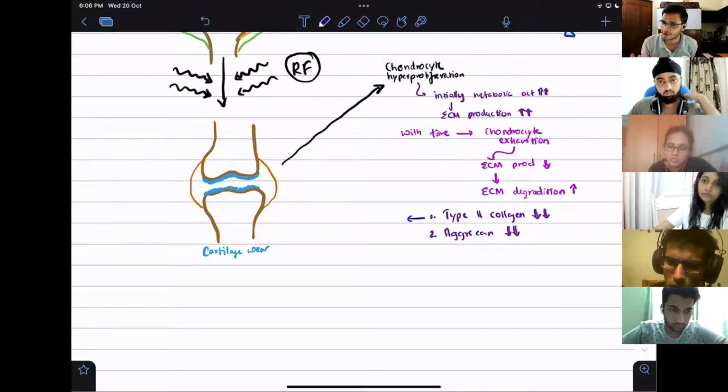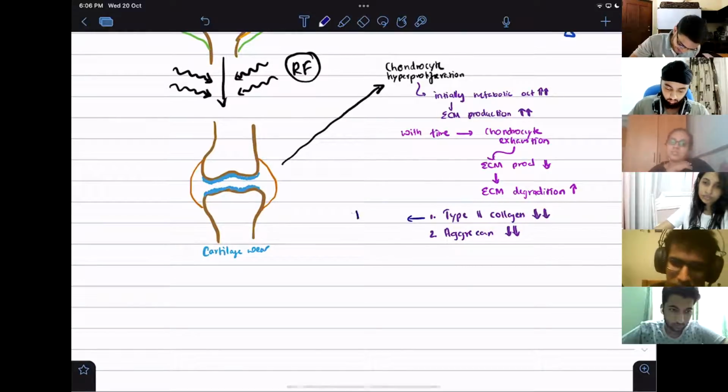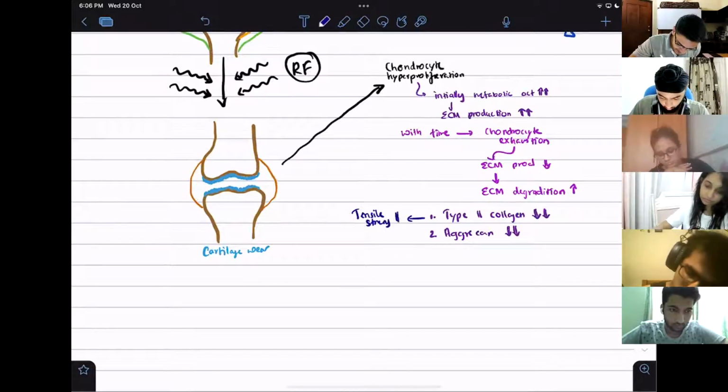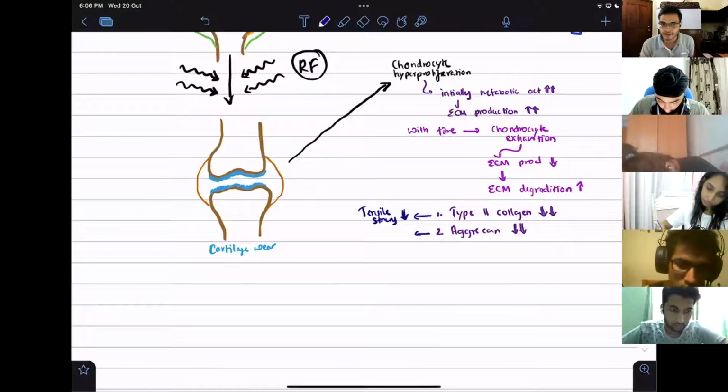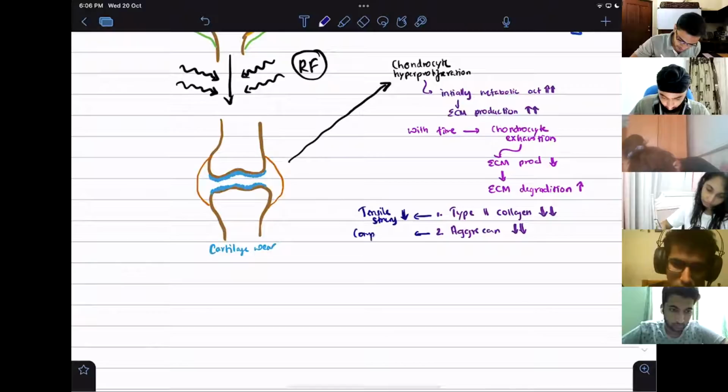What does type 2 collagen do in the cartilage? Tensile strength. Tensile strength reduces. What does aggrecan do? Compressive stiffness. Don't forget these, huh? So compressive stiffness.